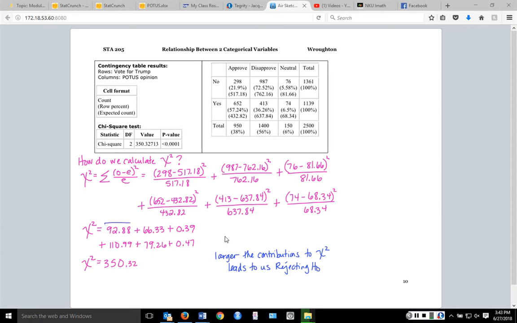Well, that number is pretty big. That number's pretty big. That one's pretty small. This one's pretty big. This one's pretty big. Where did those numbers come from? Okay, those came from the no approve, the no disapprove, the yes approve, and the yes disapprove. I am not too surprised by this. Why am I not too surprised?